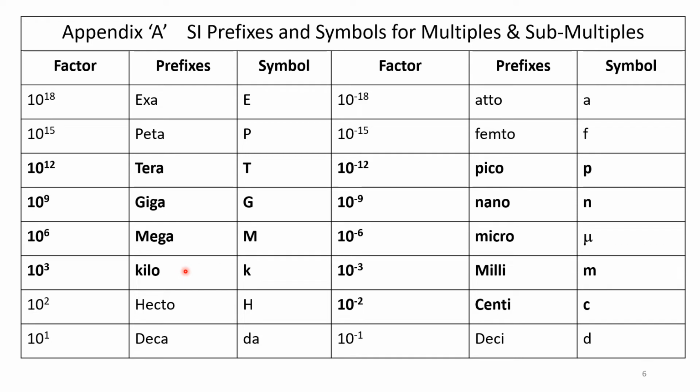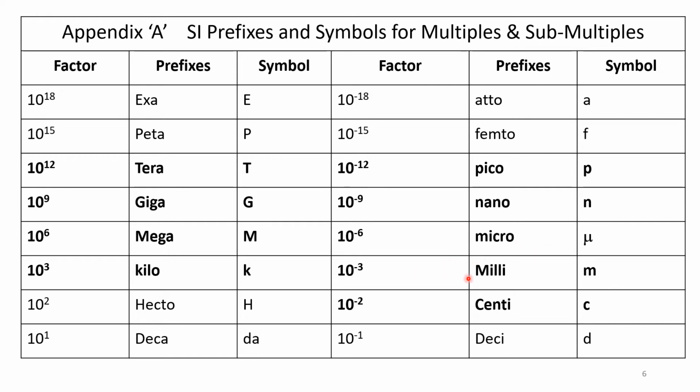Similarly, in the submultiple range, 10 to the power of minus 12 is pico, small p, 10 to the power of minus 9 is nano, small n, and 10 to the power of minus 6 is micro. These three are extensively used to indicate the capacity of capacitors, like picofarads, nanofarads, and microfarads. These things we will study in detail in class 12.